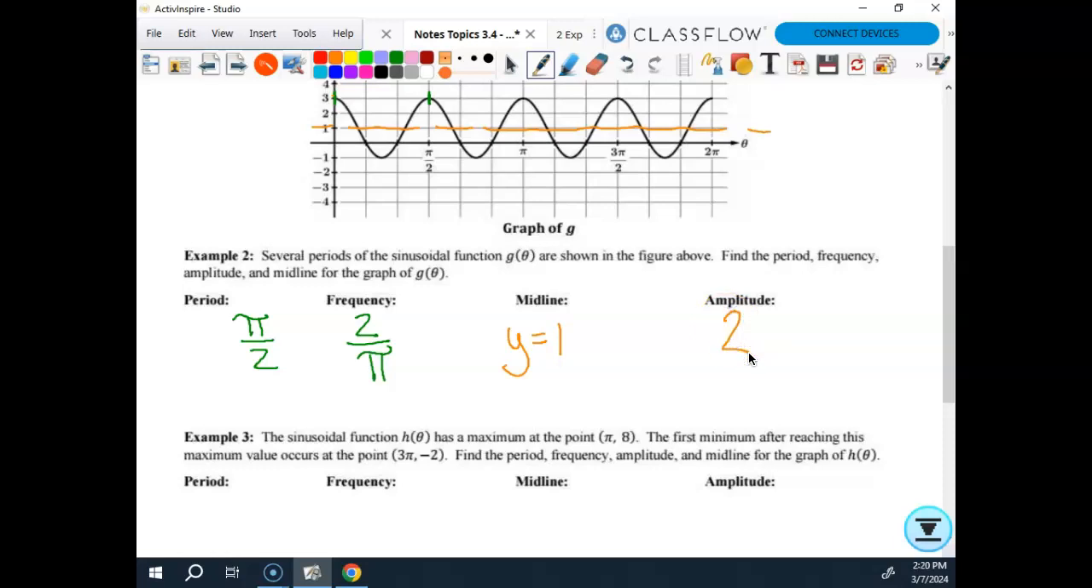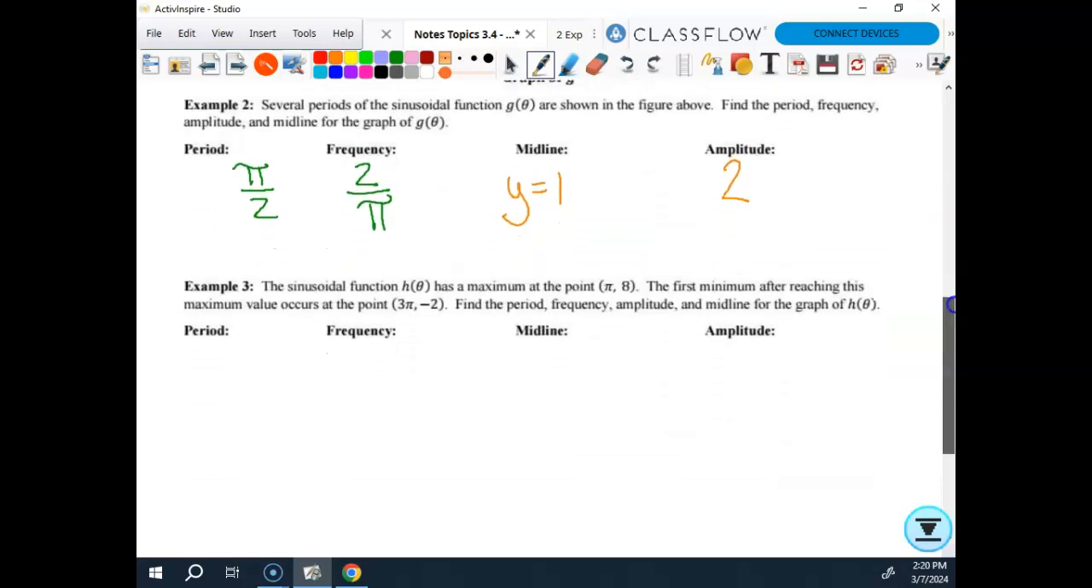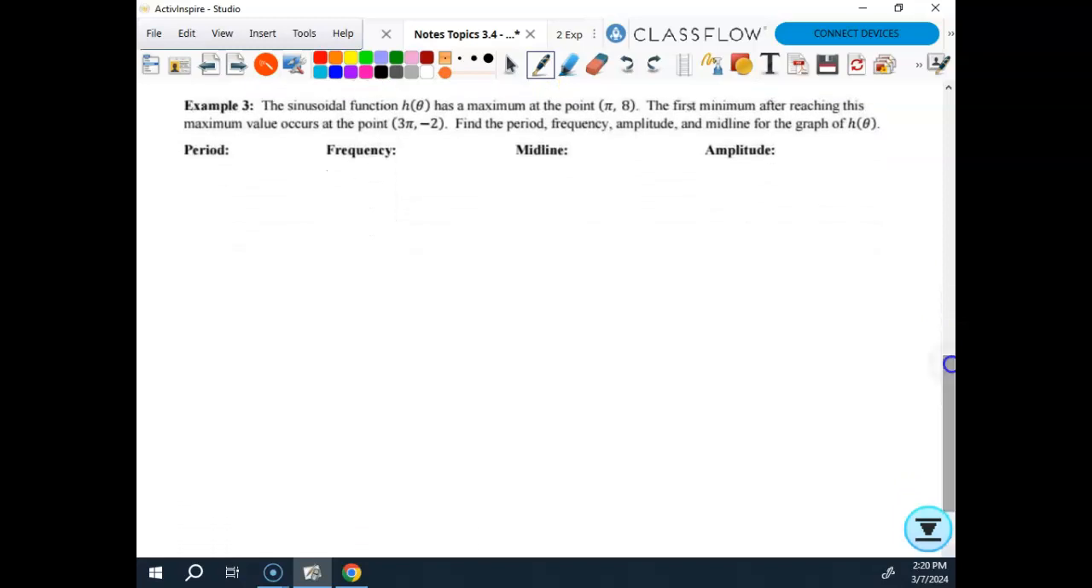What questions we got? The next one has no graph. So let me show you how we're going, because with the graph, if we understand that, we can do this. This tells me that we have a sinusoidal function that has a maximum at this point, and the first minimum after reaching that is at this point. There's an infinite amount of minimums, right? But if I have a maximum, the first minimum I come to, meaning the next one, tells me the spacing.